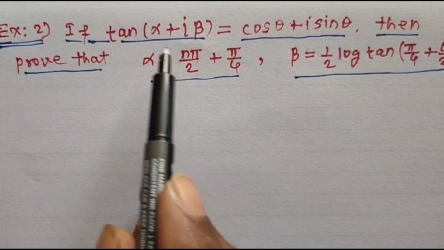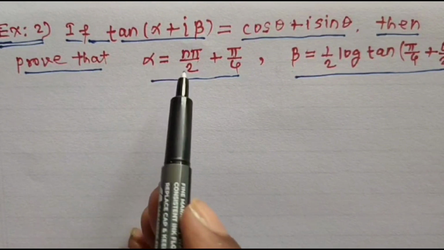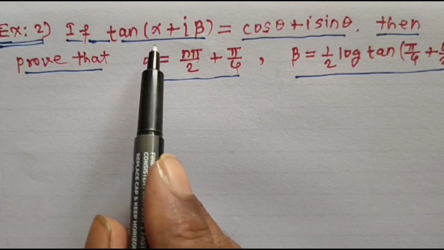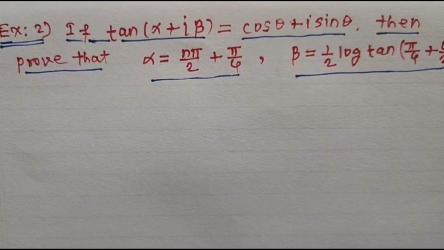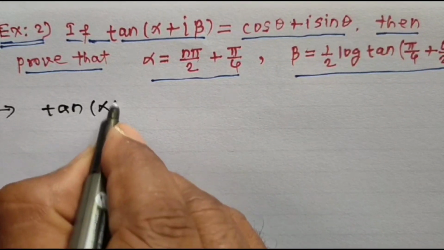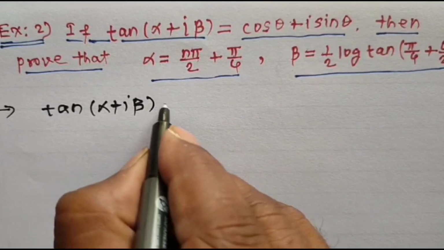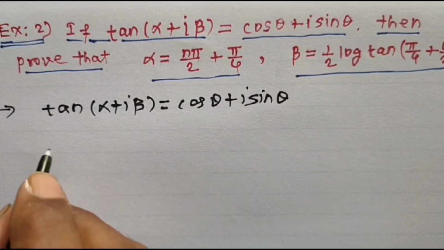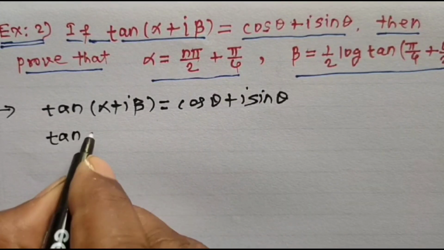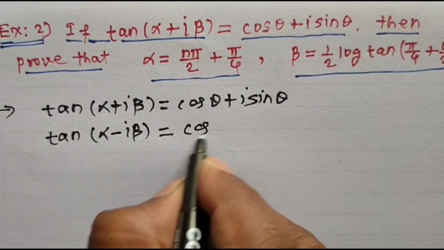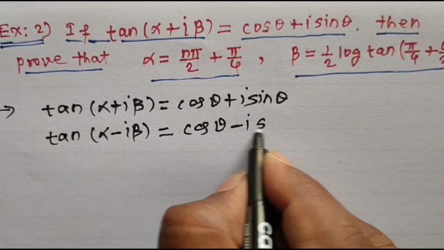Concentrate on this n. Period of tangent function is pi. We have to add n pi in theta so that we will get general form of theta or amplitude of this complex number. Okay, so let us solve this sum. First of all, given that tan of alpha plus i beta is equal to cos theta plus i sin theta. Tan of alpha minus i beta will be equal to cos theta minus i sin theta.